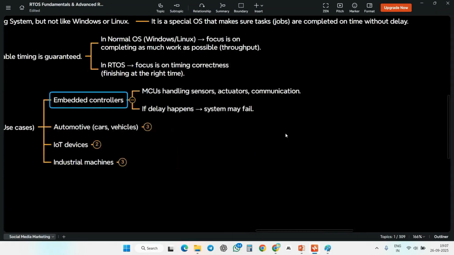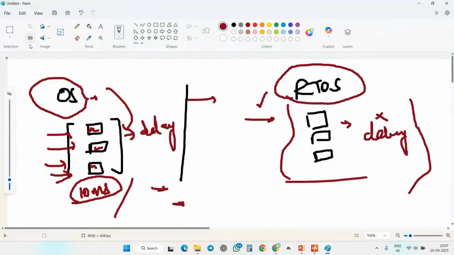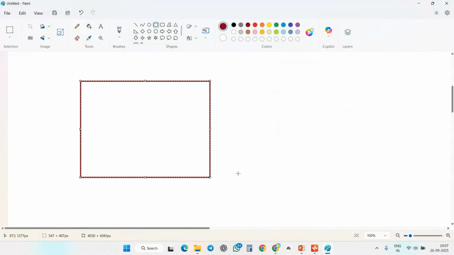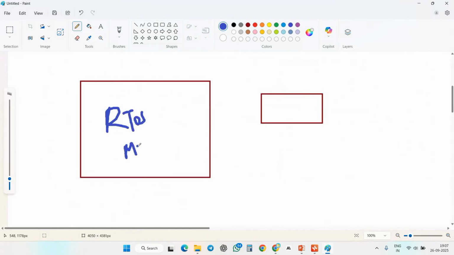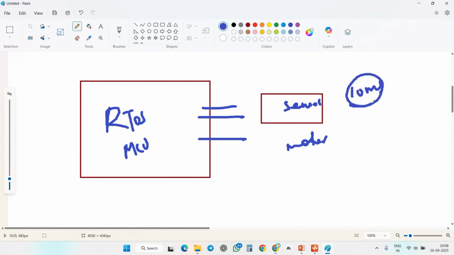For example, you are interfacing with a sensor and you have a microcontroller. That microcontroller should support an RTOS, a real-time operating system. If it supports the RTOS and you are interfacing with any sensor, motor or actuator, we can expect predictable data collecting. For example, if you have been given 10 milliseconds, you will be collecting the data every 10 milliseconds, so you can expect a good predicted value.